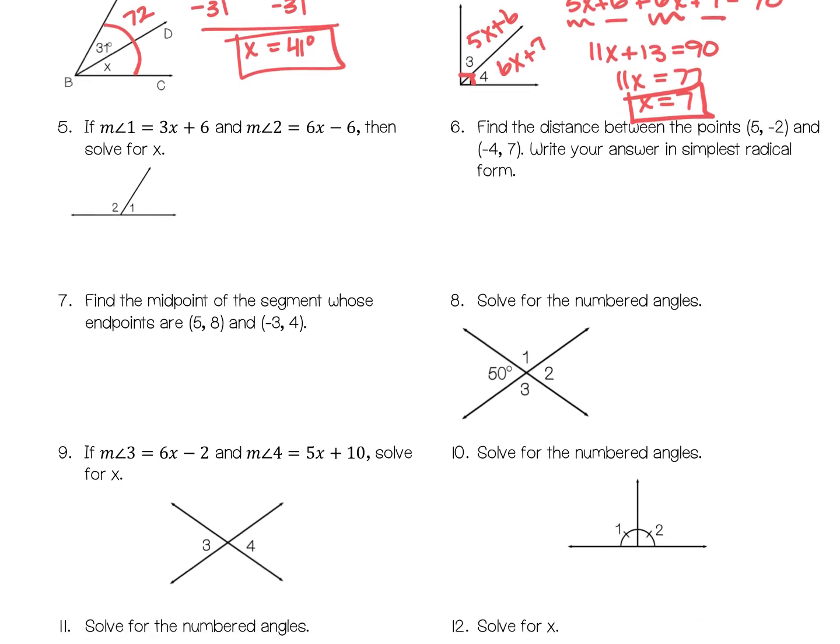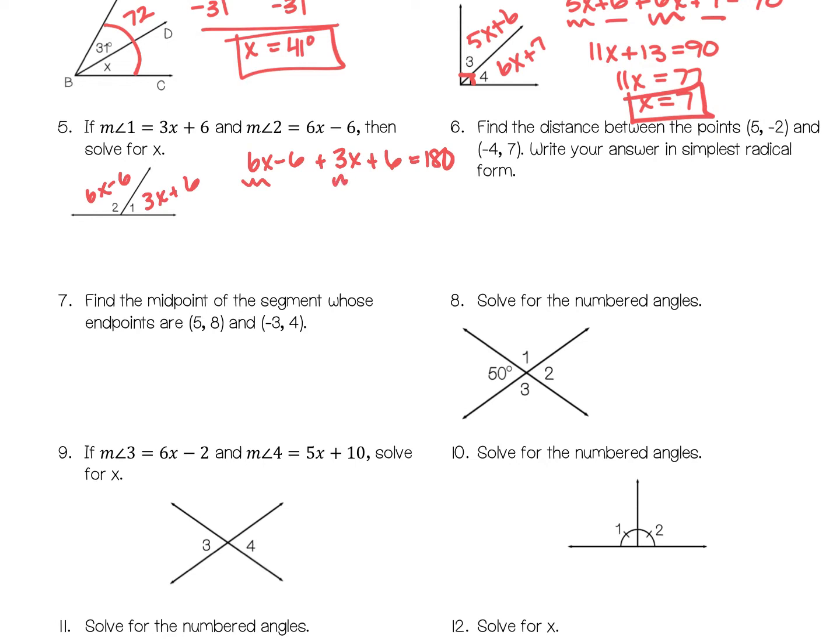On number 5, angle 1 is 3x plus 6, and angle 2 is 6x minus 6. So the relationship here is that these are a linear pair, which means that they add up to 180 degrees. So 6x minus 6 plus 3x plus 6 equals 180.